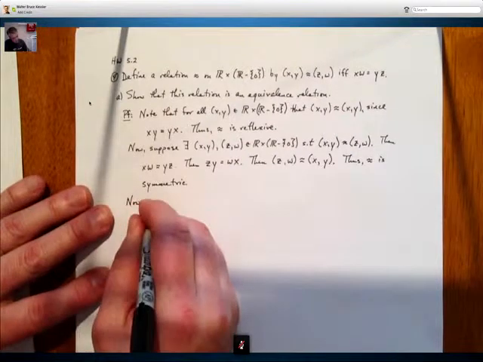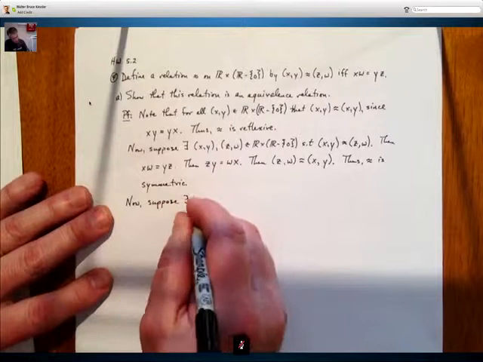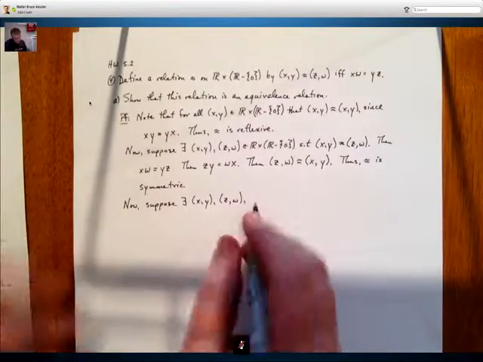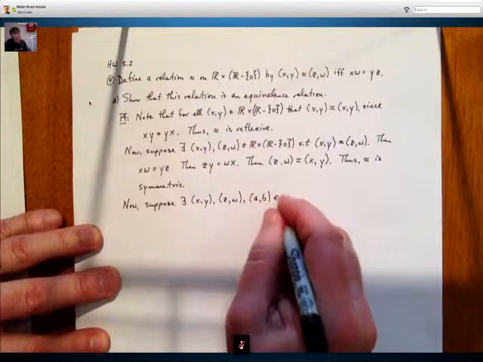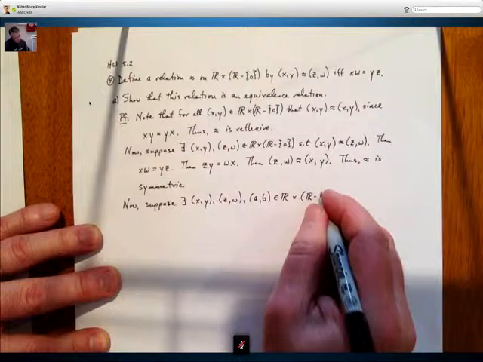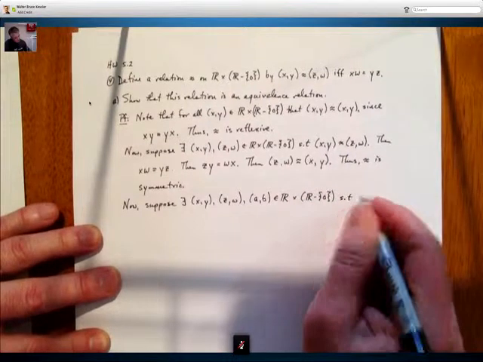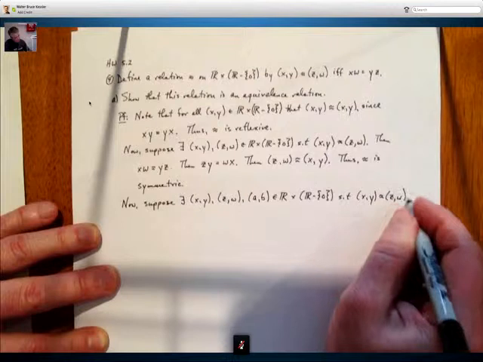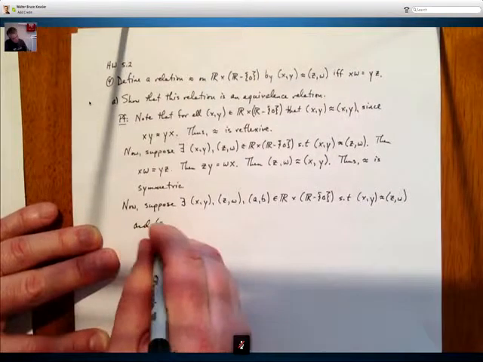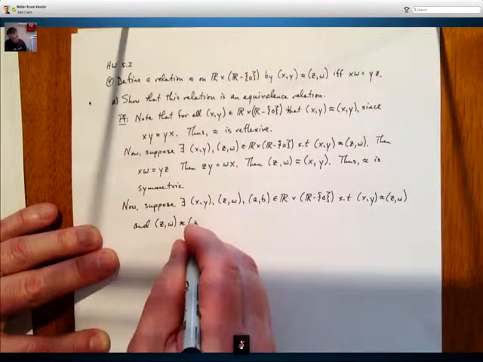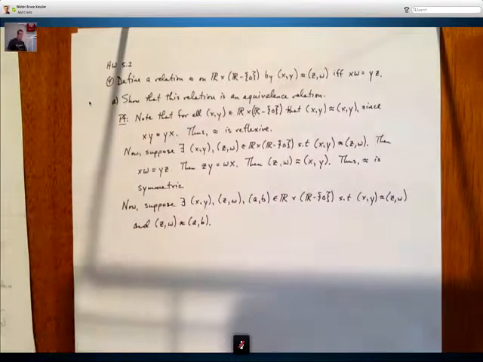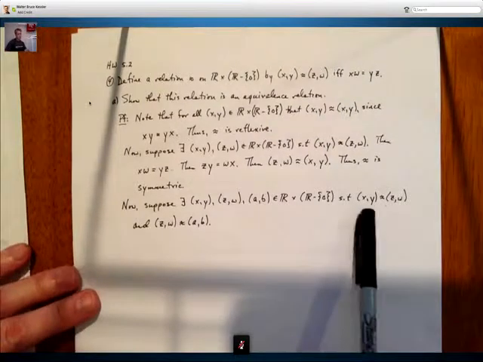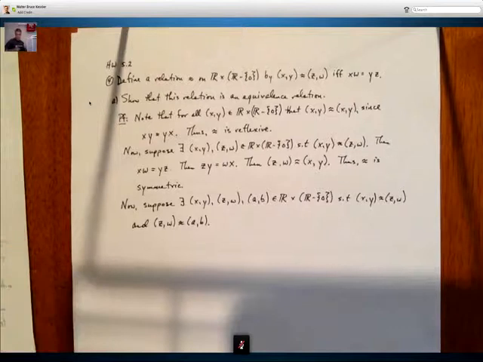Okay? Now, suppose there exists (x,y), (z,w). I need one other thing. How about (a,b)? In R cross R minus 0, such that, okay, (x,y) is double squiggle with (z,w), and (z,w) is double squiggle with (a,b). Now, this is the one where we're trying to show transitivity. This is the one where we have to say, okay, then I can take the shortcut between the (x,y) and the (a,b). All right.